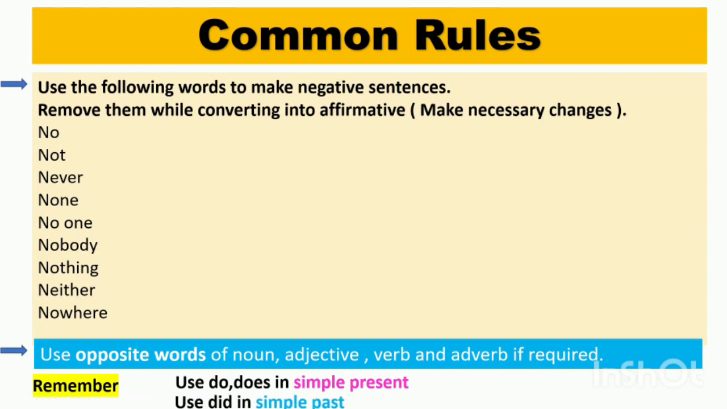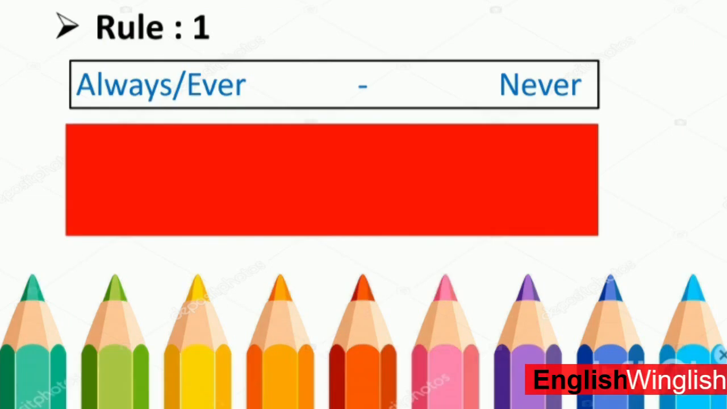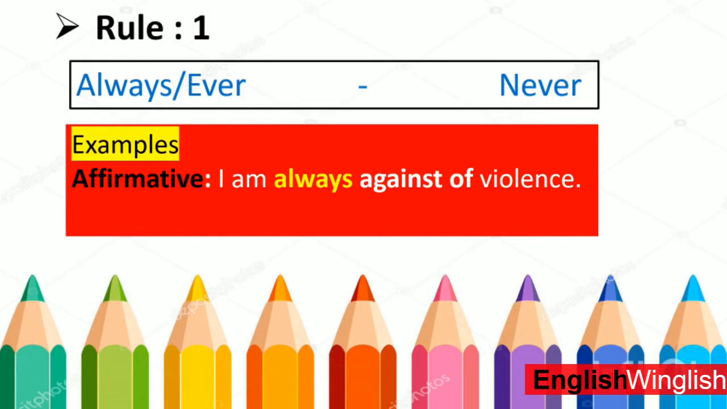But when we want to make an affirmative sentence out of negative, we have to remove all these given words: no, not, never, none. All these words should be removed. Otherwise, the sentence would not be affirmative. Okay, so now let's start with the first rule you have to follow, especially for negative to affirmative and affirmative to negative. The first rule is when always or ever is used in affirmative and you have to make it negative, obviously you will replace always or ever with never.